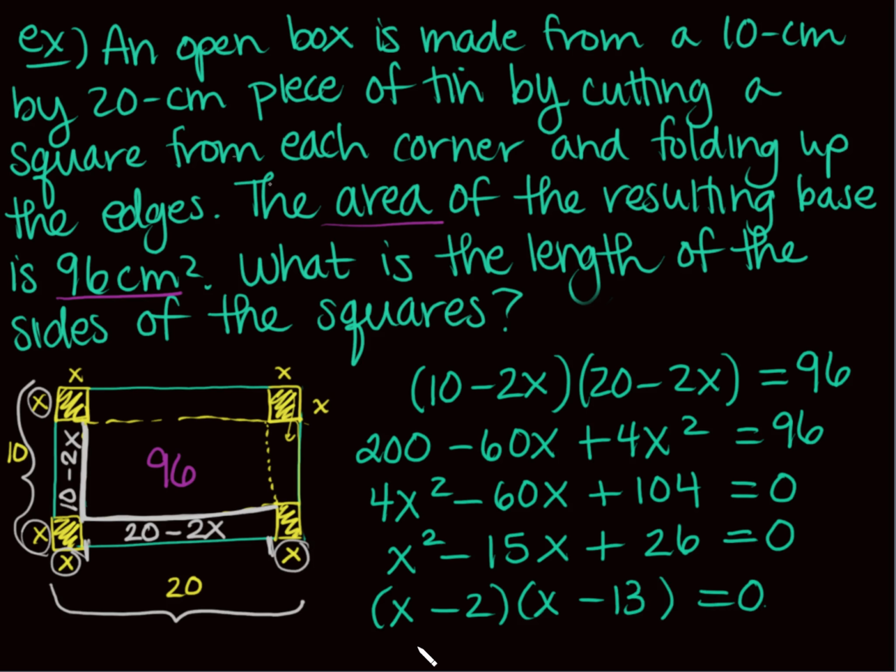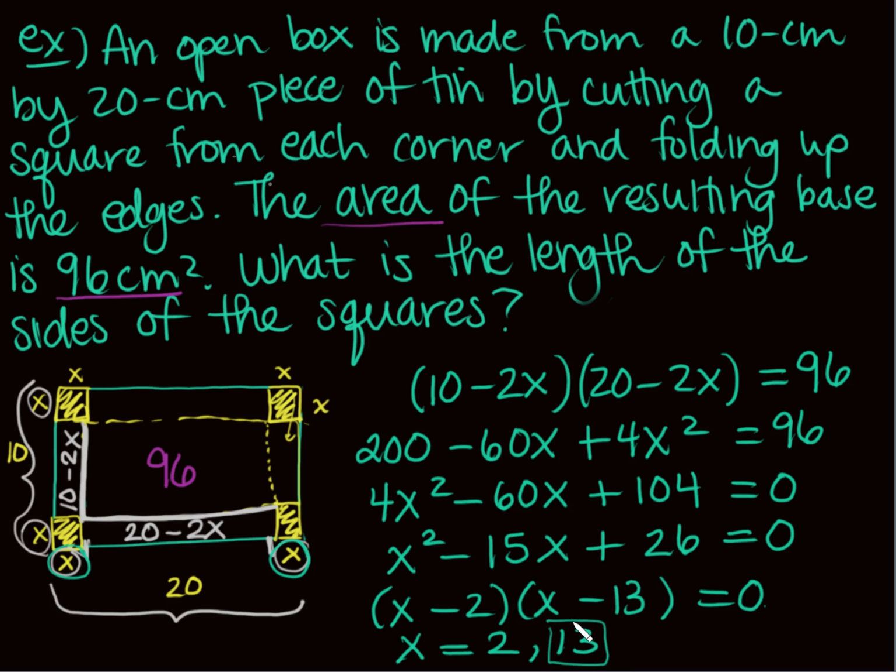So I have two possible solutions: either x equals 2 or x equals 13. Guys, you've got to think. I know I'm asking a lot, it's hard to think sometimes, but I need you to think about your answers here. Look at what this x represents. This x represents the amount that you're taking away from each side. I'm taking the same amount from both sides.